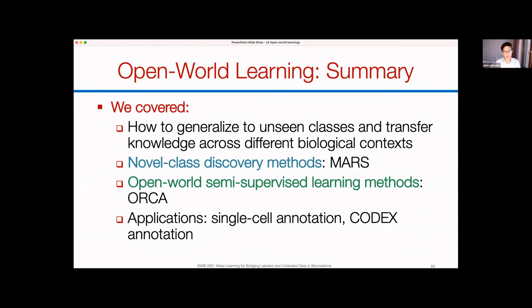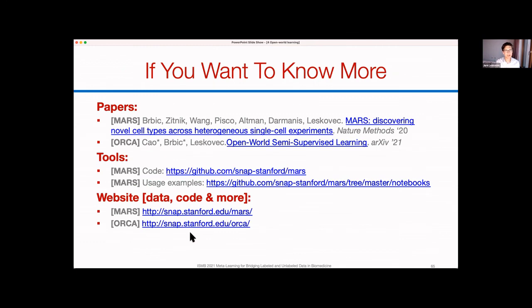What we have covered is we talked about how to generalize to unseen classes and transfer the knowledge across different biological contexts. We talked about novel class discovery methods, MARS, and then we also talked about a more ambitious method called ORCA that works in this open world semi-supervised learning. And I talked about the application to single cell annotation using RNA-seq type data. And we also talked about CODEX annotation type data. Single cell was on mouse mainly, and we also did something on fly. CODEX is on humans.